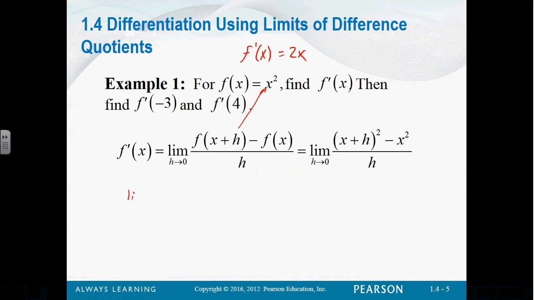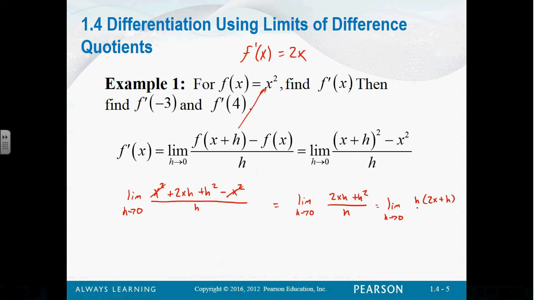So when we do this, we get the limit as h approaches 0 of x squared plus 2xh plus h squared minus x squared over h. Now notice we can't just plug in h equals 0, right, because it's in the denominator. So we have to work that whole thing out so that we can cancel the h out. So the x squareds will cancel. We've got the limit as h approaches 0 of 2xh plus h squared over h. We factor the h out. We cancel the h out. Now we've just got the limit as h approaches 0 of 2x plus h.